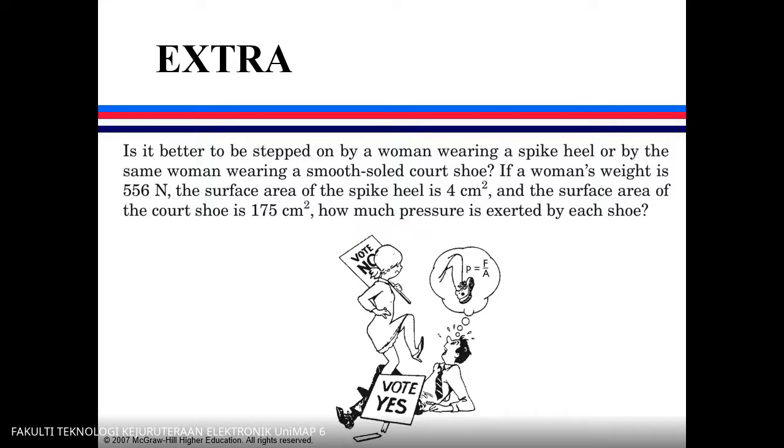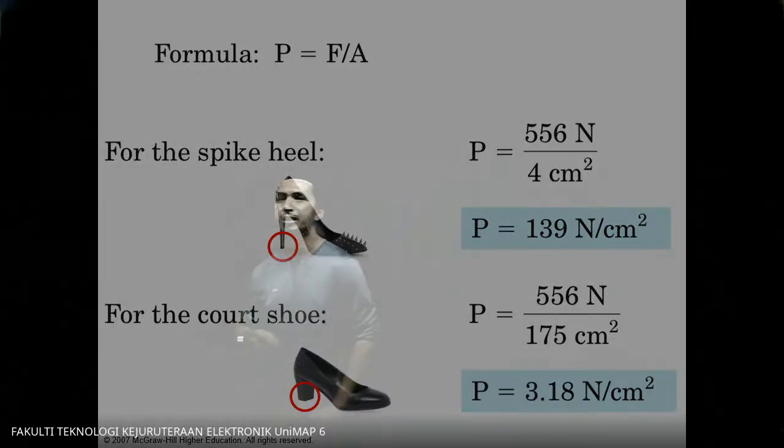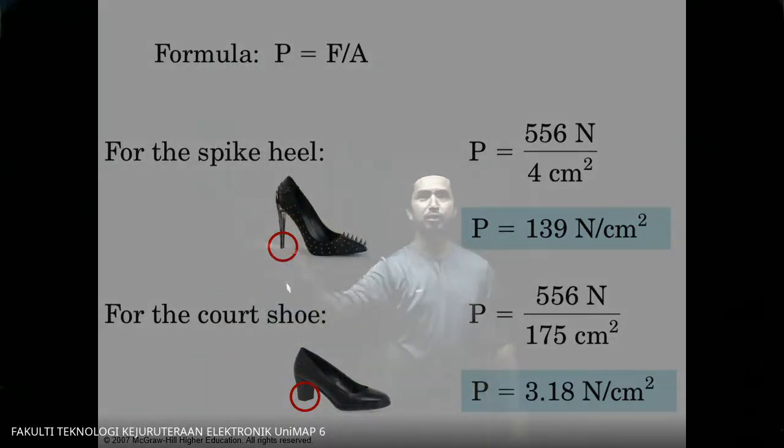We have two types of shoe right now. One is the spike heel, tumit tinggi tu, and then the other one is smooth sole court shoe, the flat surface. So which one will hurt more? Okay, from here you can see that if you use the pressure formula, pressure equals to force divided by A. So we can differentiate between spike heel and also court shoe.